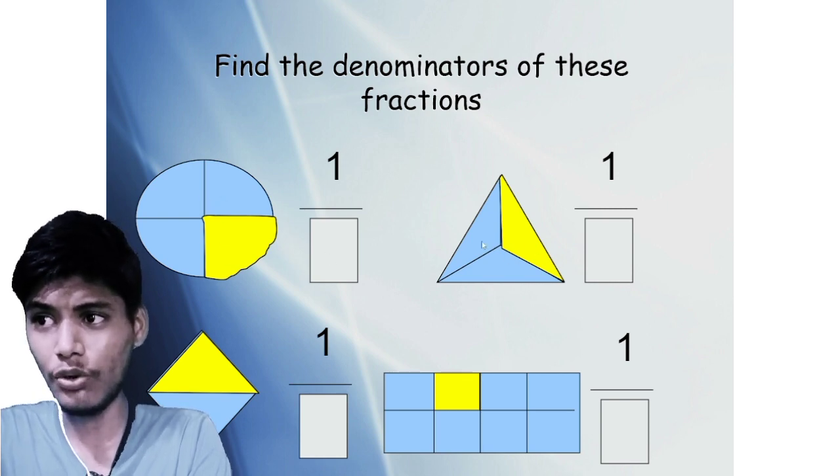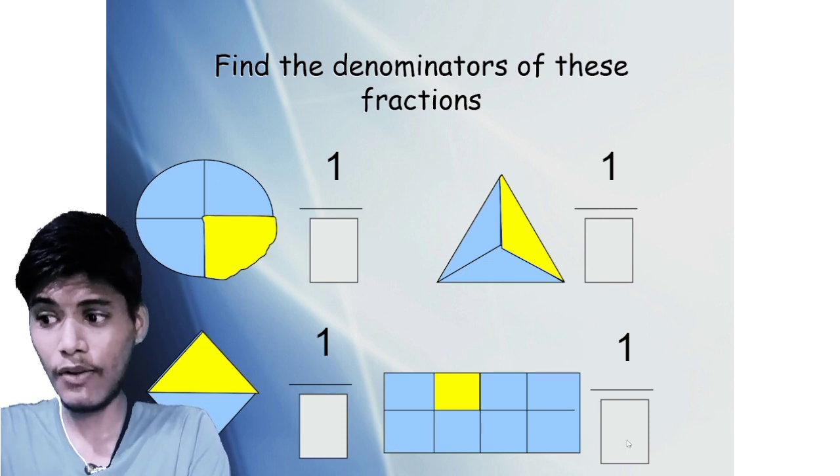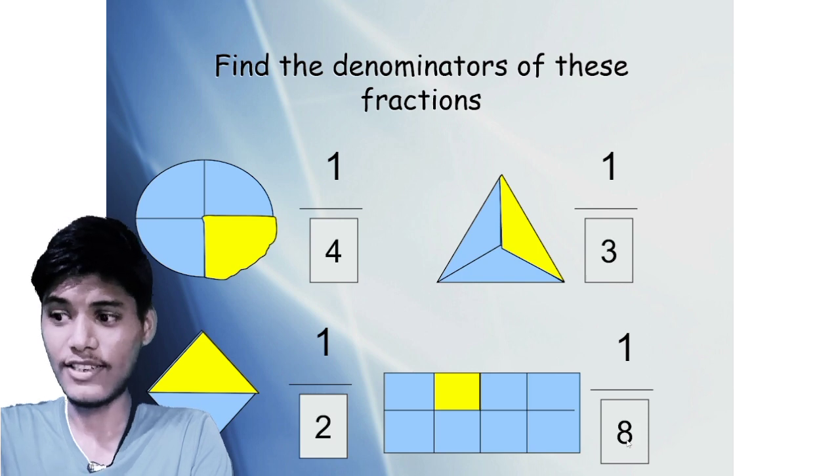There are 3 parts, 1, 2 and 3, so the answer will be 3. There are 1 and 2, so the answer will be 2. Then 1, 2, 3, 4, 5, 6, 7, 8, so there are 8 equal parts. That's why the answer will be 1 by 8. So now let's check this answer.